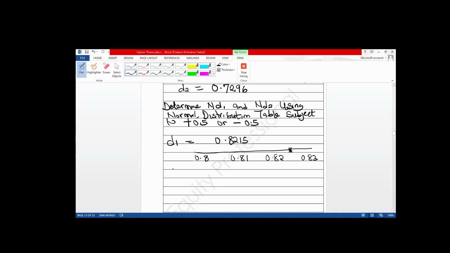So this number D1, 0.8215, has a range between 0.82 and 0.83. You have established a range. You observe we are not rushing the class. Deliberately, we are not rushing the class.